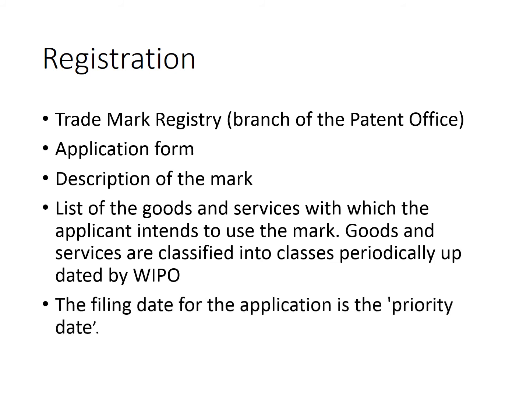And then once again, when you file for it, that's the date that it's given. So when we talked about certain things going out of date, it's the priority date, the date when it was filed for.